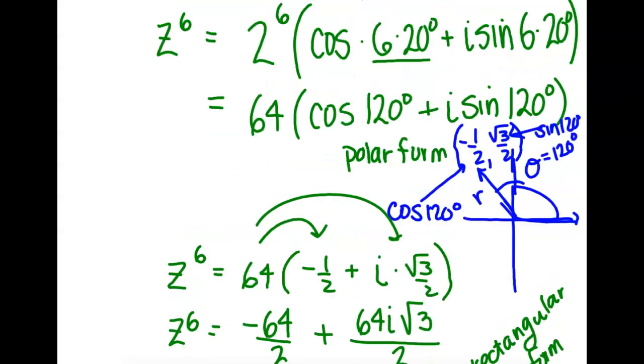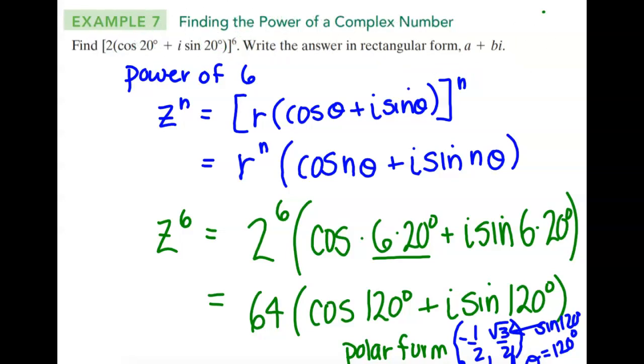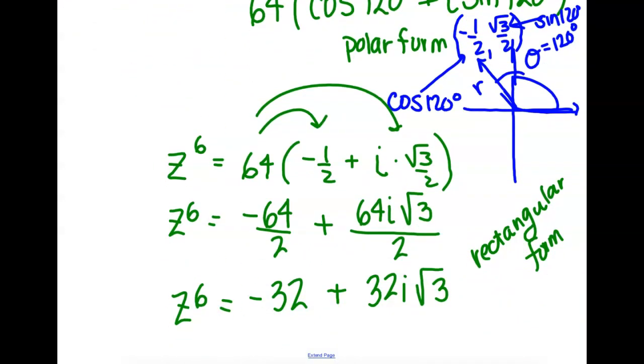So what did we find? We found that the complex number raised to the 6th power is now this new complex number in rectangular form.